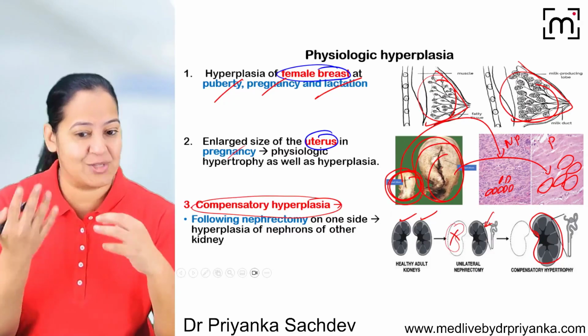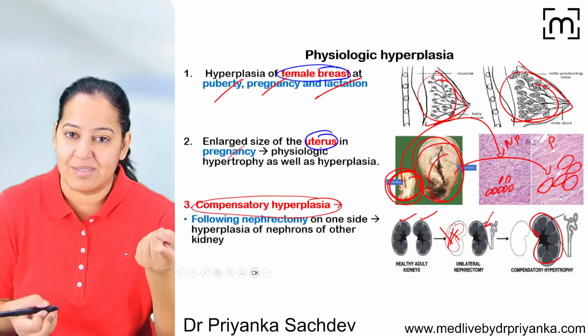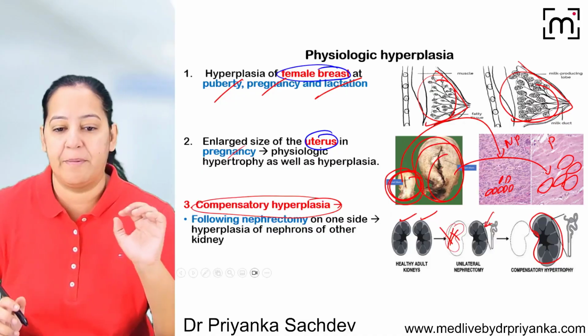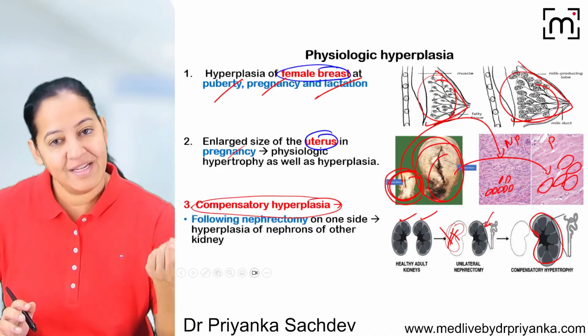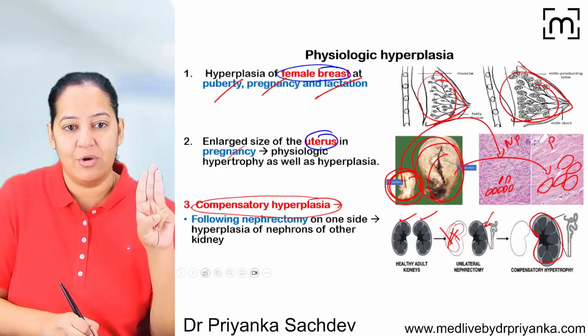The loss is the stress. One of the kidneys is lost, and that is acting as a stress. The loss of one organ is a stress, and there is compensatory hyperplasia. This doesn't happen only in the kidney. It happens in the liver also, in partial hepatectomy. So I told you 3 examples of physiological hyperplasia.